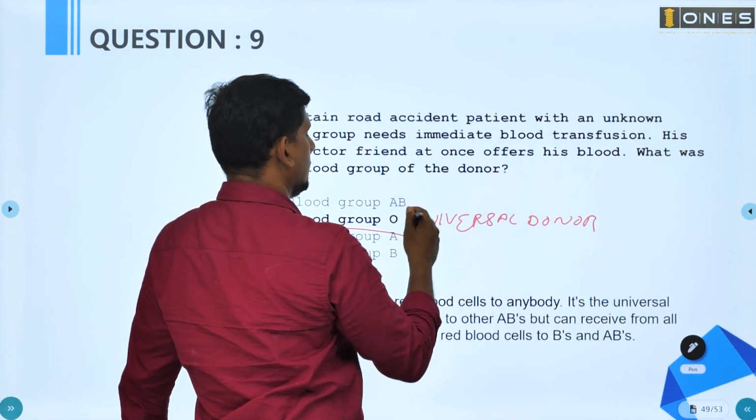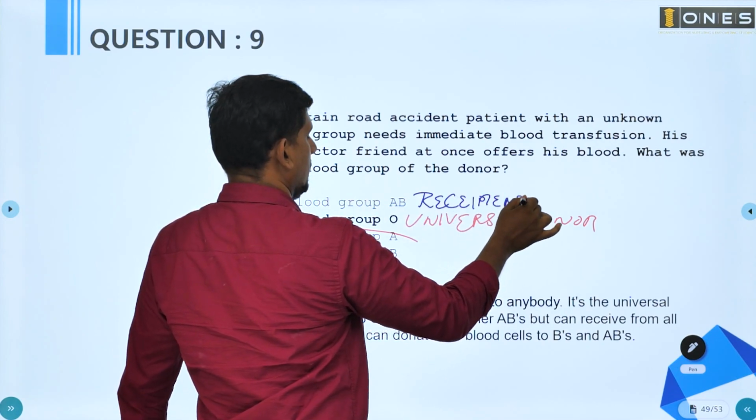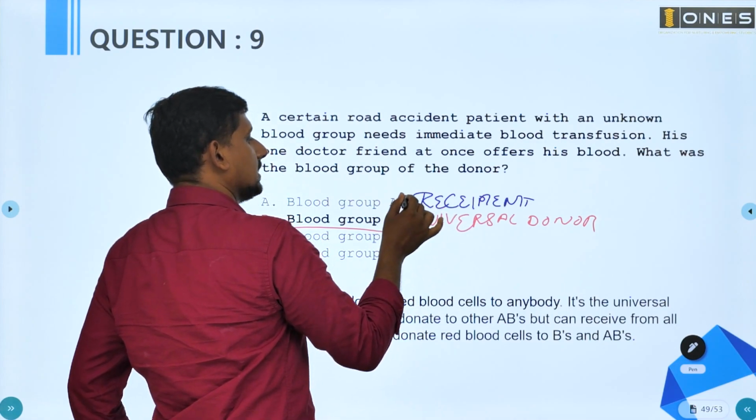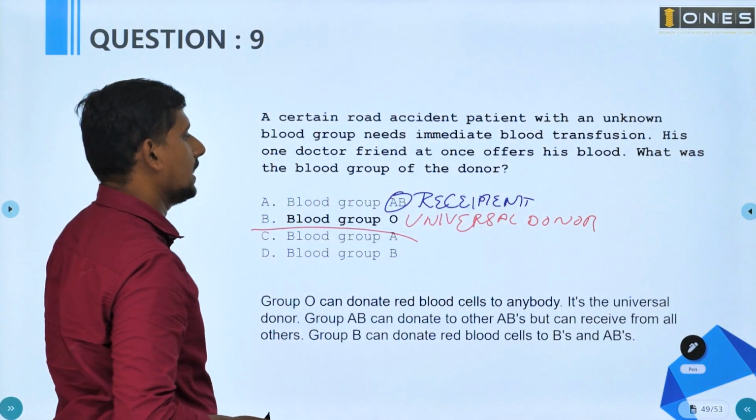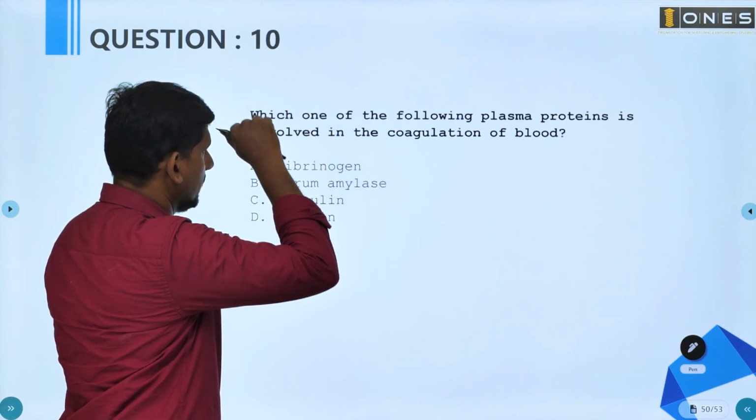And AB is the universal recipient. Okay. So AB can receive blood from anybody. O can donate blood to anybody. So that's the universal donor and universal recipient.